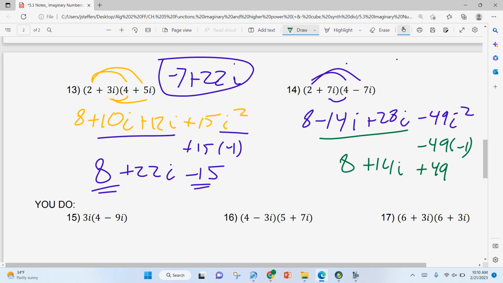And again, this is no different than if instead of having i, we had an x. It's no different except we don't have the x squared. We can keep reducing down the i squared. 8 and 49 is 57. 57 plus 14i then is what I get for my answer.